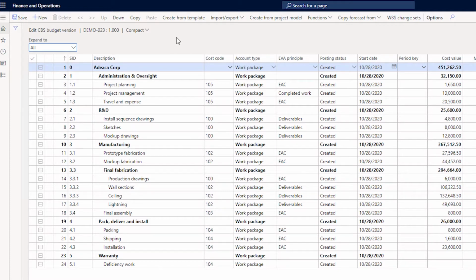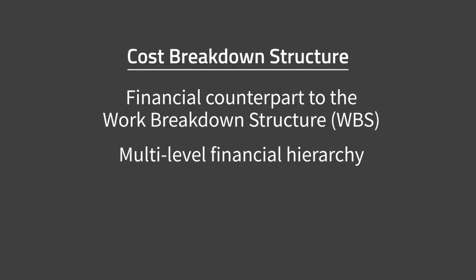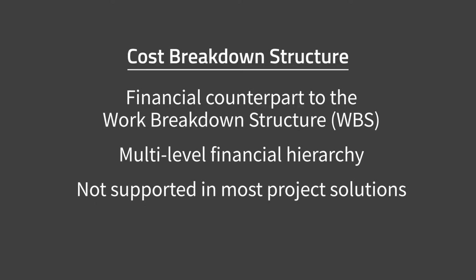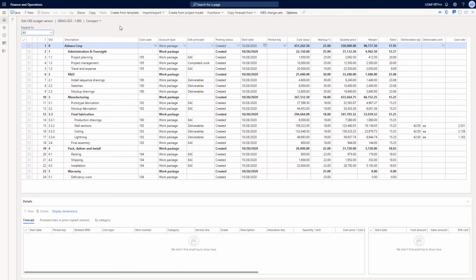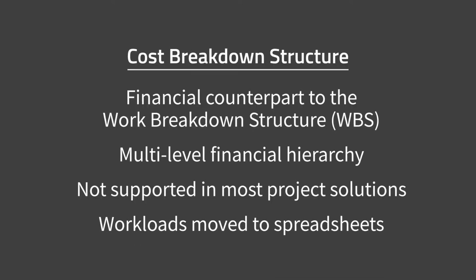Now, for many companies where CBS capabilities are not available in the project accounting or project management solution, it means that the CBS-related workloads and controls are sometimes managed against the WBS. So essentially, you are using the WBS, which is an operational entity, for financial control because you don't have a dedicated CBS. I think more often what we see is that these workloads and controls are moved into disconnected third-party applications, predominantly Microsoft Excel.